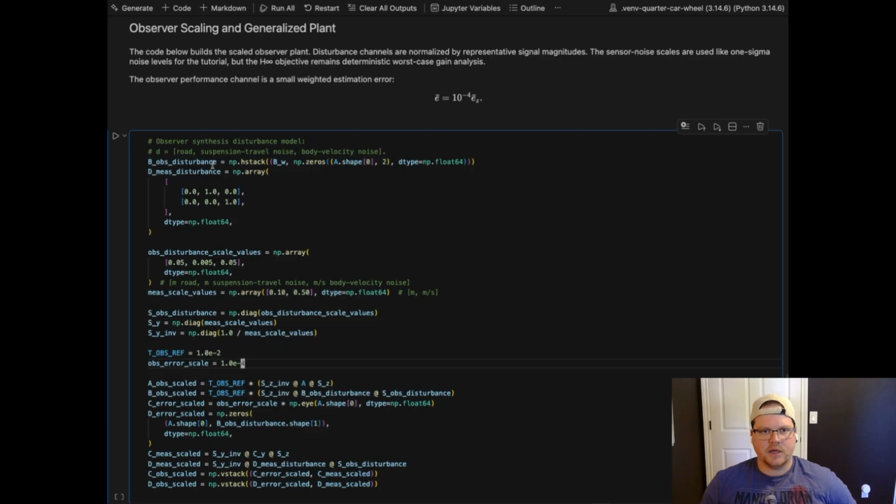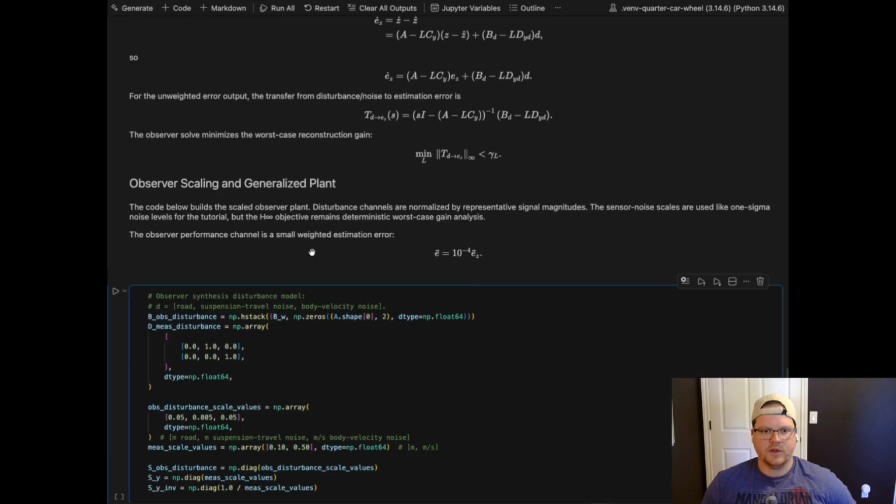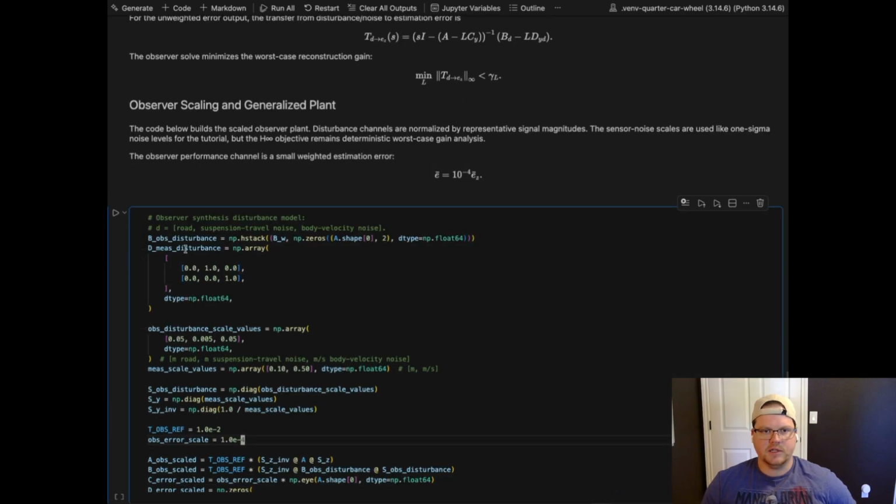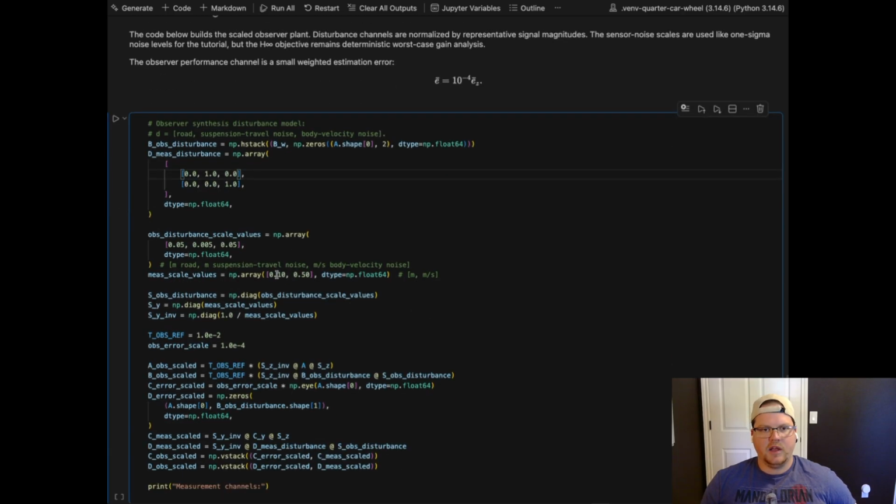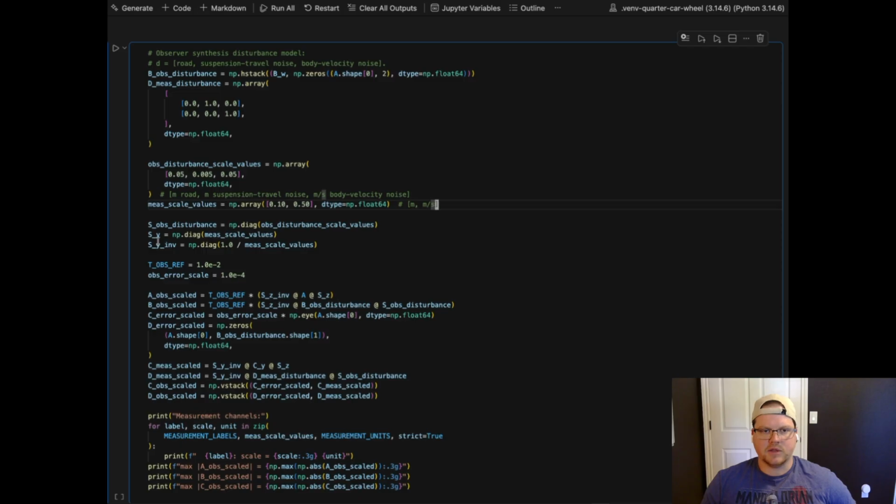These are just packaging in the matrices above. So the D observed disturbance, B observed disturbance, D measurement disturbance. And then this is the scaling values that are being used here, okay, for road, suspension travel, and body velocity noises. The measurement scale values are here. And then we package those into the scaling matrices to relate the barred space into the normal perturbed coordinate space.